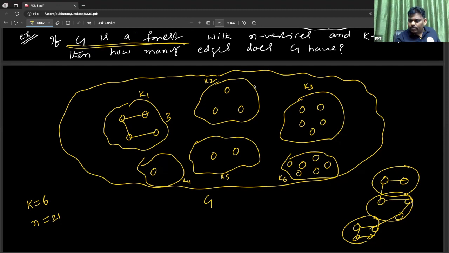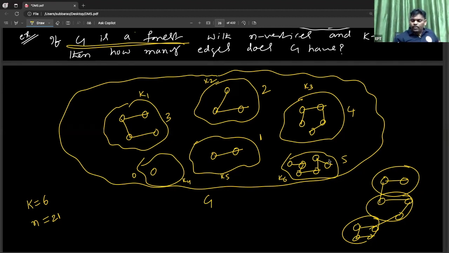K2, then what is the answer? K2, then I think 2 edges. K3, I think 5 edges. 4. This one, I think 1, 0. 2, 1. I think 6, 5. Is it okay?